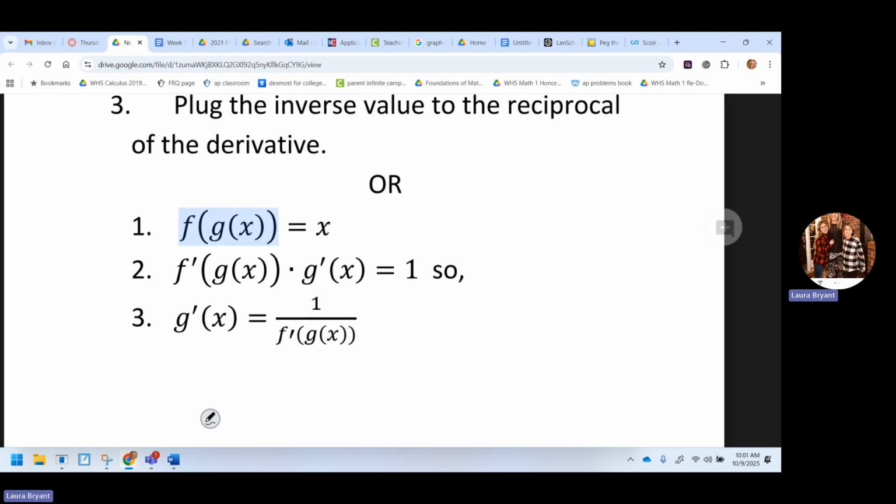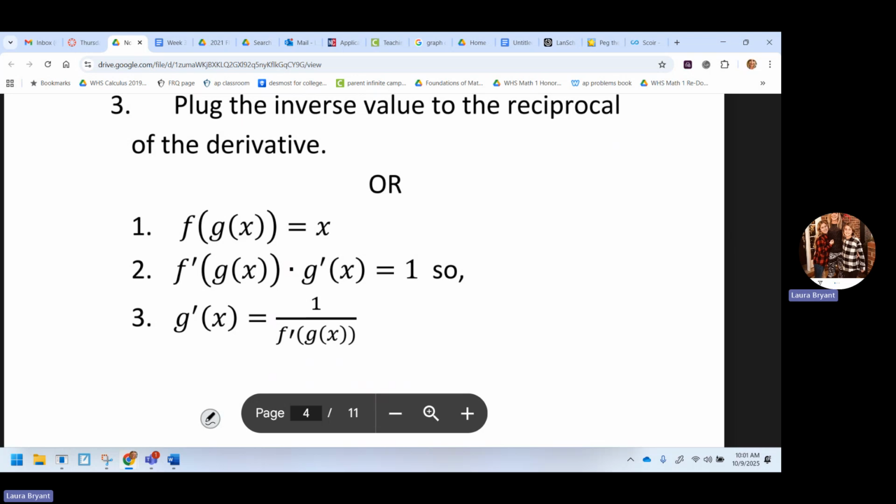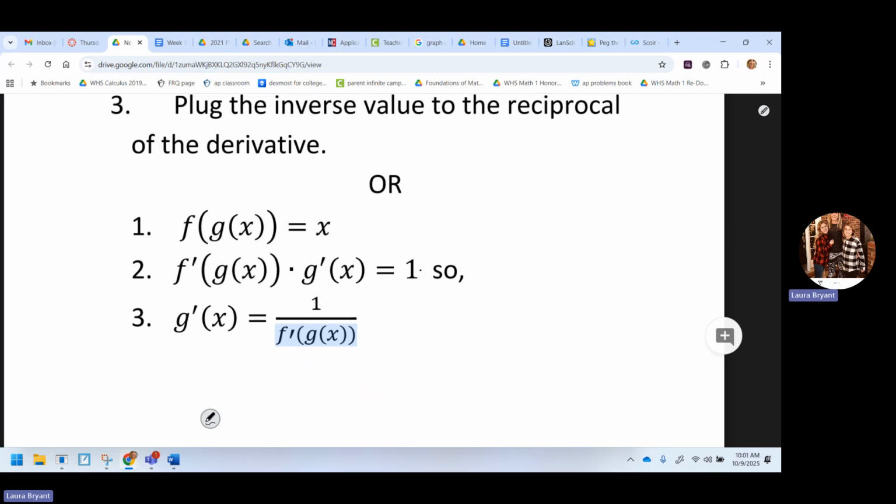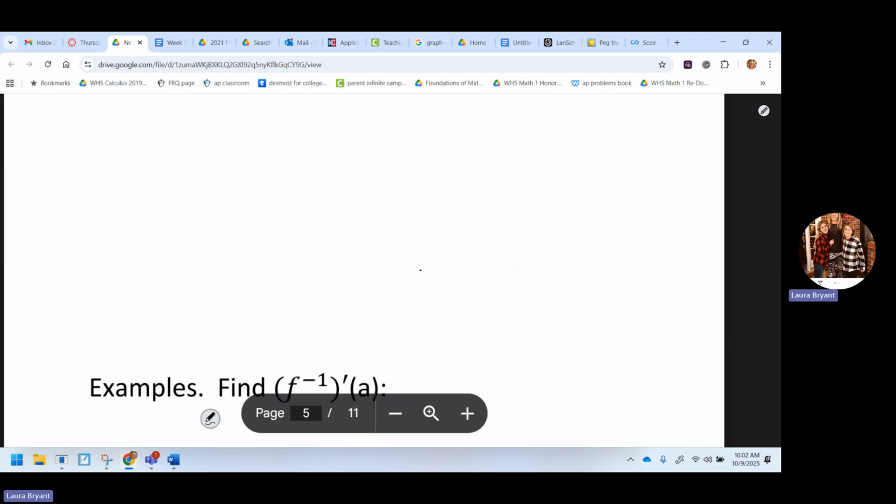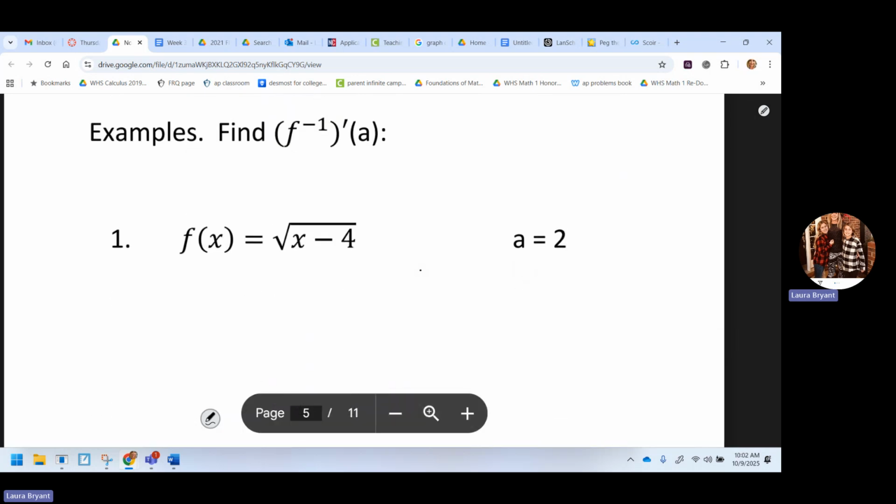Based on our composition rule, if I take the derivative on both sides, I would have a little chain rule deal: derivative of the outside, leave the parentheses alone, times the derivative of the inside, and that side's 1. Then you could divide, and this gives you the same thing as that other one, just with a G of X instead of F inverse, if you'd rather write G. Let's try a problem. I really think it will help to see one, and then we'll come back and look at this again, and it should make more sense.